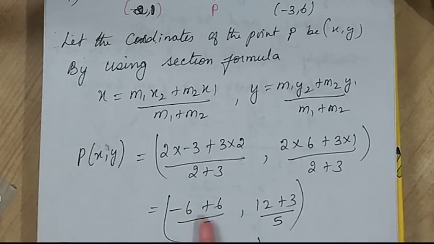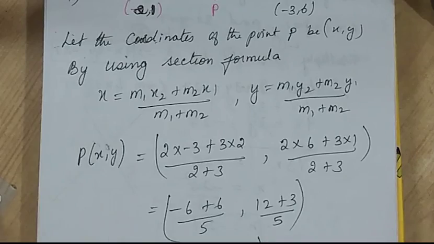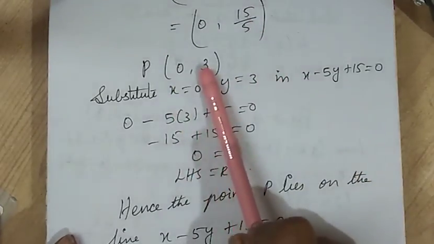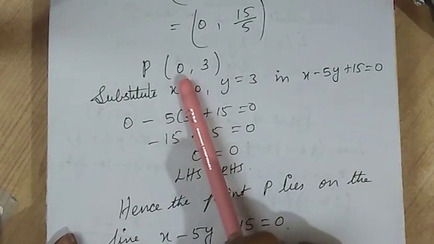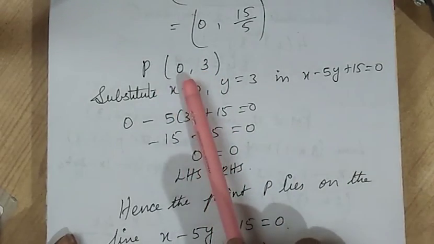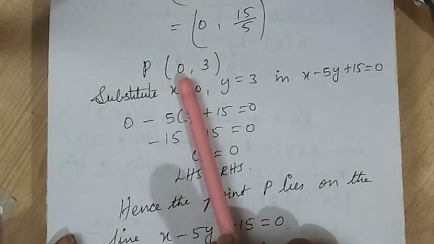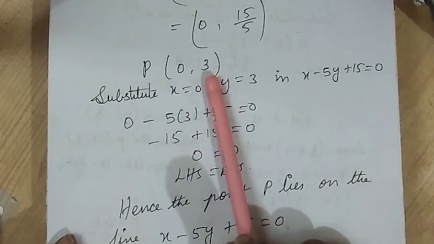Minus 6 plus 6 upon 5 and 12 plus 3 upon 5. 0, 15 upon 5, you will get 3. The coordinates of the point P are 0 and 3. Now take x is equal to 0 and y is equal to 3.